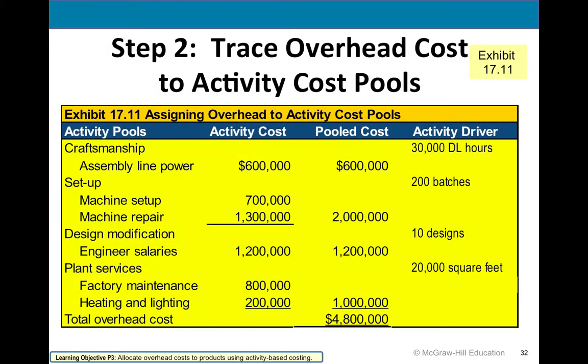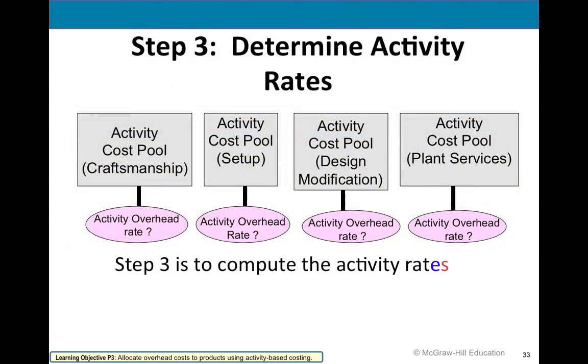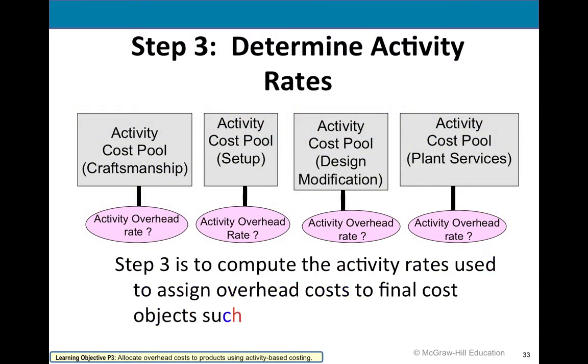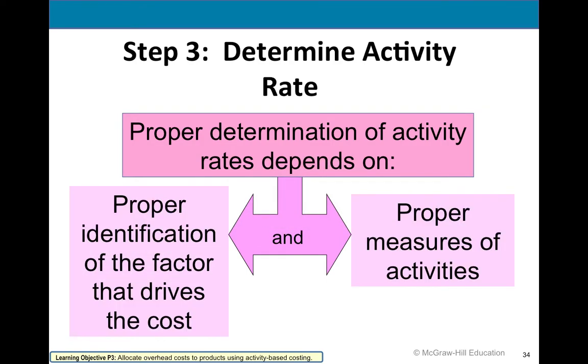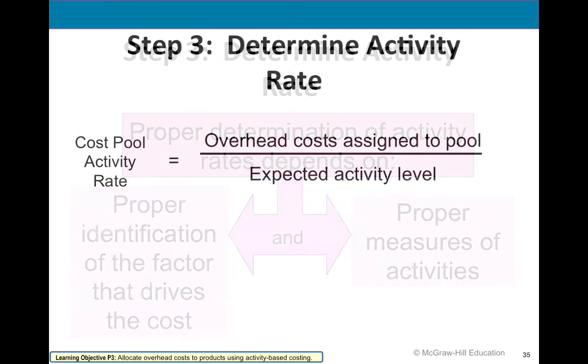Again, now each one here, because they're all different, has a different activity driver, from direct labor hours, batches, design, square feet. Each one gets its own, because like I said, they're all going to be different. To do it correctly, obviously a big thing, you have to properly identify what drives the cost and measure the activities correctly.